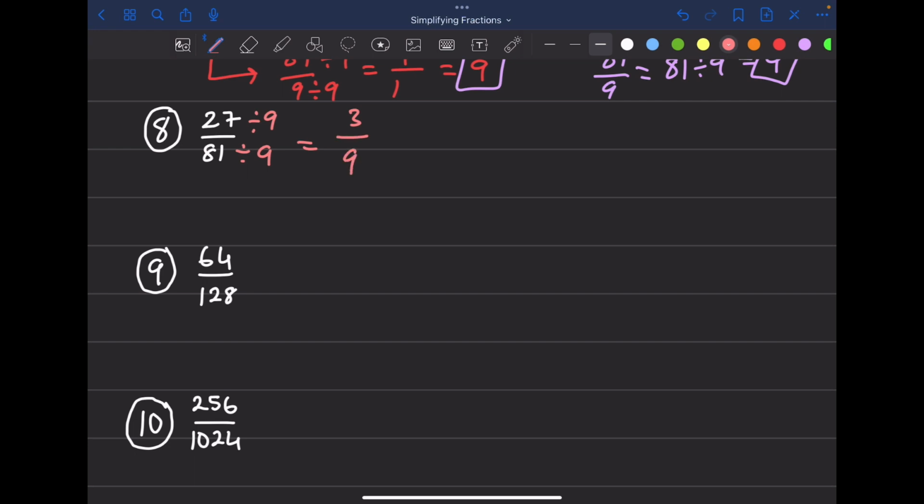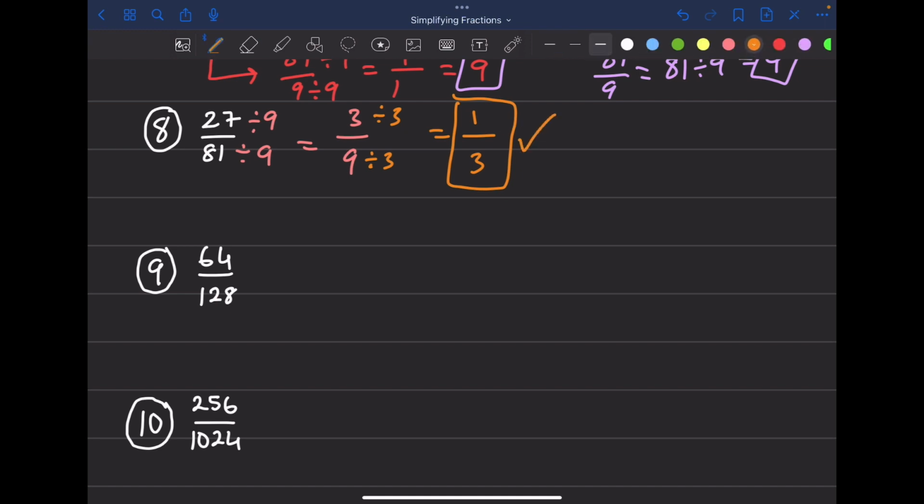Okay, turns out we're not done yet, because these are both divisible by 3 again. So divide by 3, divide by 3. 3 divided by 3 is 1. 9 divided by 3 is 3. So now we know that this is the correct answer, because there's a 1 on top, which means that we cannot get the numbers to be any smaller.